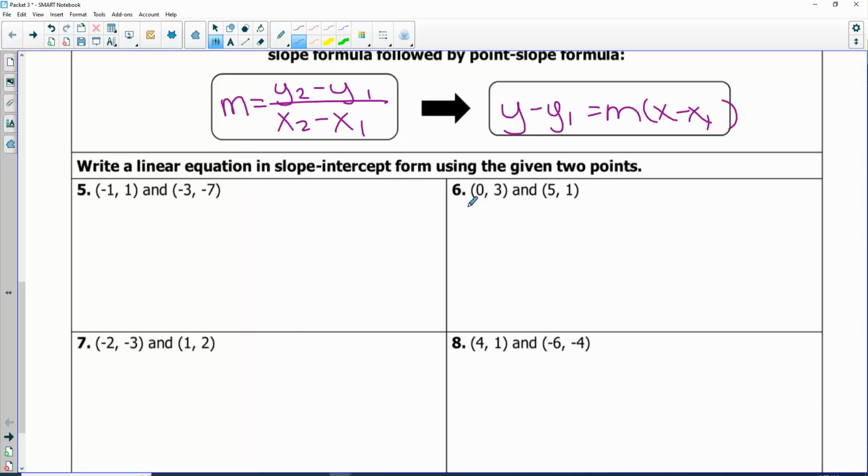First, we need our slope. This is like my x1, y1. This is my x2 and my y2. So slope: y2 is 1 minus 3 over 5 minus 0. Make sure you're writing these down so you've got them. 1 minus 3 is negative 2. 5 minus 0 is 5, so we get negative 2/5.